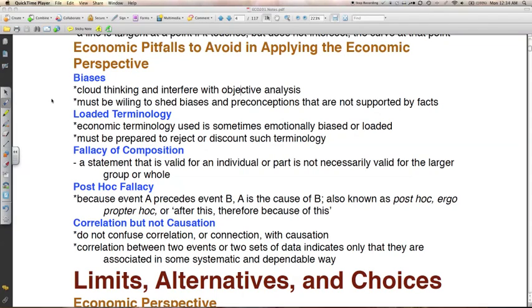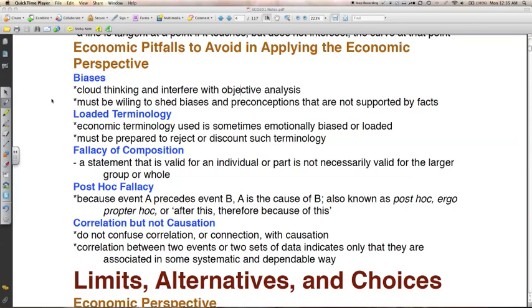Post hoc fallacy. Because event A precedes event B, A is the cause of B, also known as post hoc or ergo propter hoc, if you want to get all Latin. Or after this, therefore because of this. The example I like to use for this fallacy is snowing. Just because it's cold outside before it snows does not mean that because it's cold, it's going to snow.